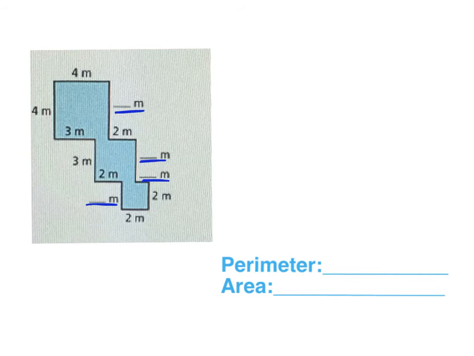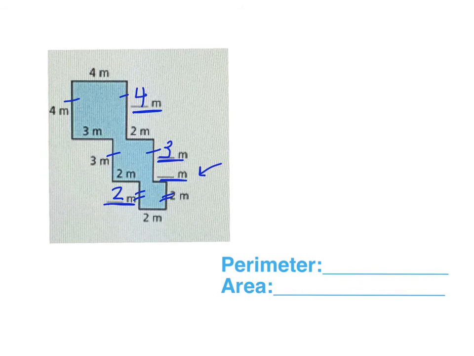I'm going to start with the top one. If I have 4 over here, I know I've got to have 4 here. Same thing here. If 3 is here, I also have to have 3 here. I'm going to skip this one and move to this next one. If I have 2 here, I also must have 2 here. This last blank, I have to be very careful. If I know that this is 2 meters here, this also must be 2 meters.